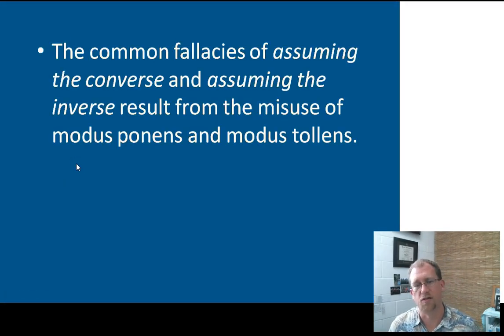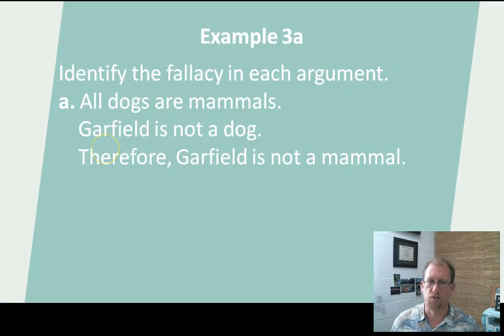The common fallacies of assuming the converse and assuming the inverse result from the misuse of modus ponens and modus tollens. Let's look at some examples of why this is true. So identify the fallacy in each argument. All dogs are mammals. Garfield is not a dog. Therefore, Garfield is not a mammal. Take a moment and look at that. Remember last lesson yesterday when we said that inverses and converses are not always true, that they often have a different truth value than the statement that's underlying it? This is an example of that.